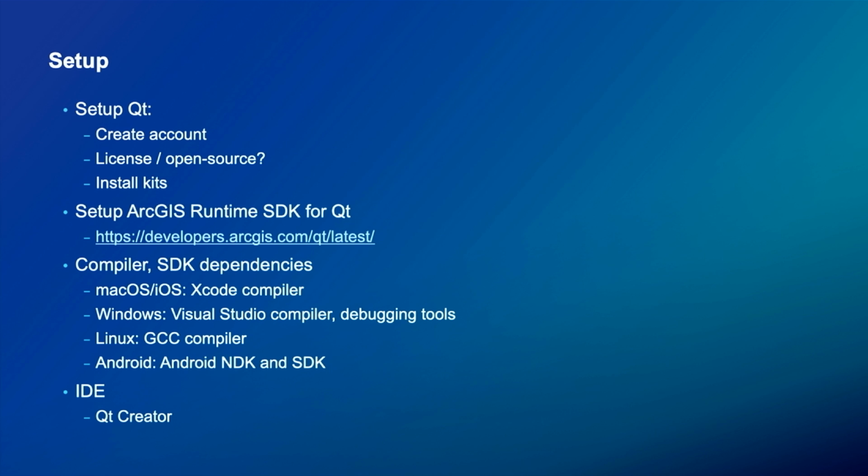You also need to get the compiler for each of the platforms you want to target. So for Mac and iOS, it'd be Xcode. For Windows, you get the Visual C++ compiler and the debugging tools. And for Linux, you'll need the GCC compiler. And for Android, you'll need the Android NDK and SDK. So as you can see, there's quite a lot of things you need just to get set up. Once you get set up, it's pretty straightforward because you're writing your application once and just building it for the different platforms. But it does take some time to get set up. And the IDE that we recommend is Qt Creator. It ships with the Qt framework, but there are Visual Studio hooks if you want to build with the Visual Studio IDE instead.